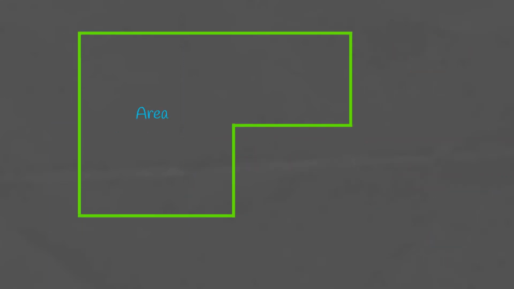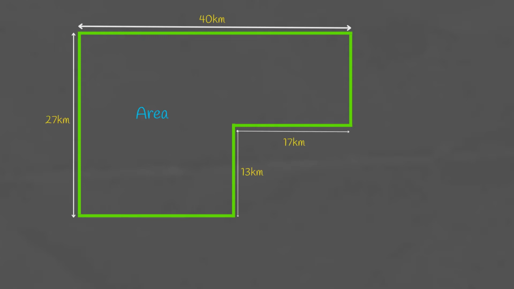Next, we want to work out the area of this shape, but we only have these four measurements. Pause the video here if you want to try this on your own first. Well, if we split the shape here, again, we make two rectangles, which we'll call Area 1 and Area 2.